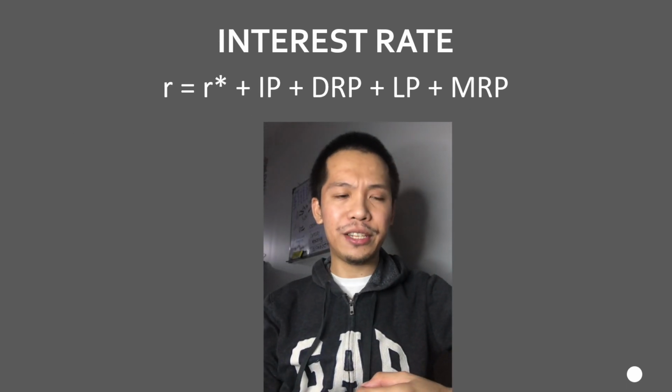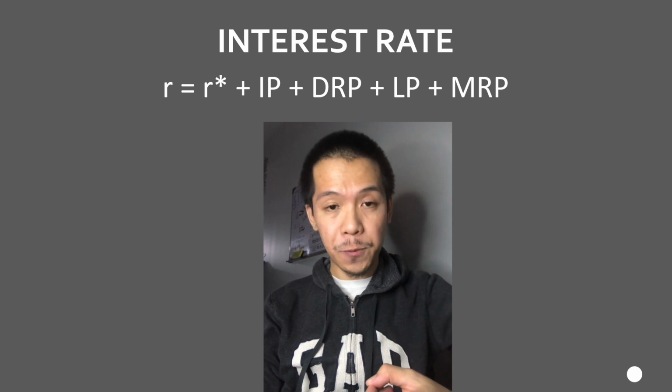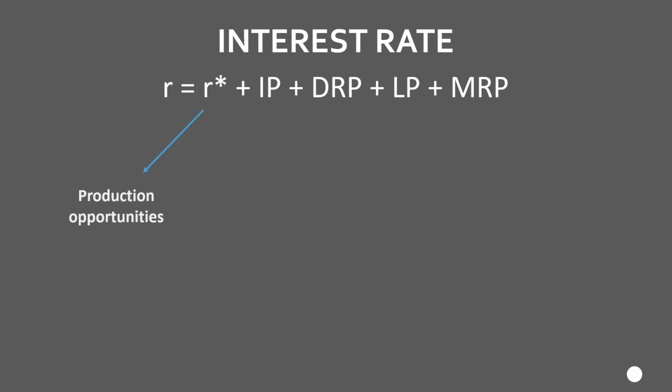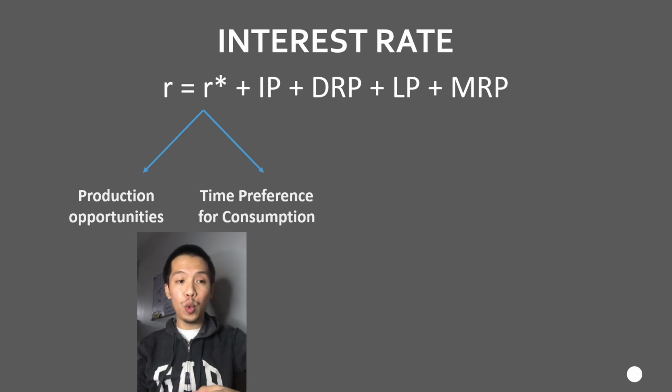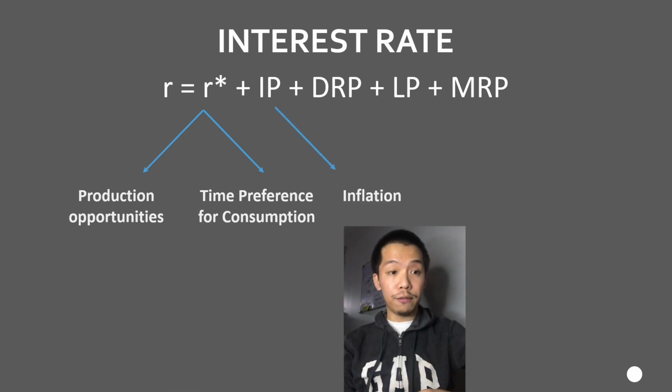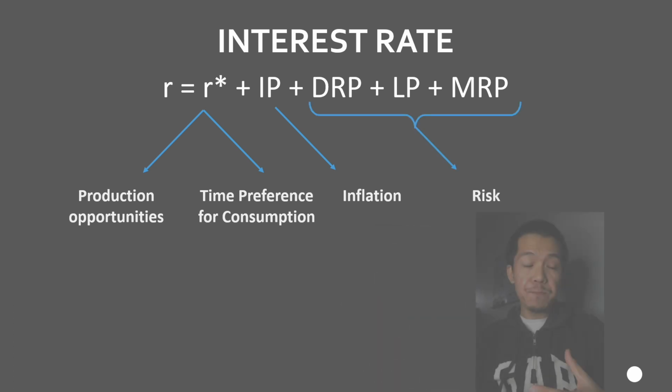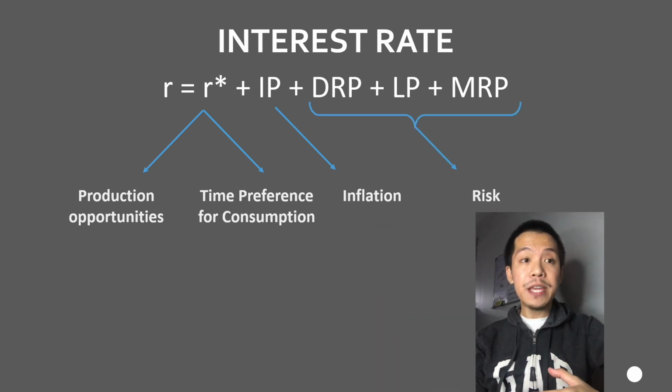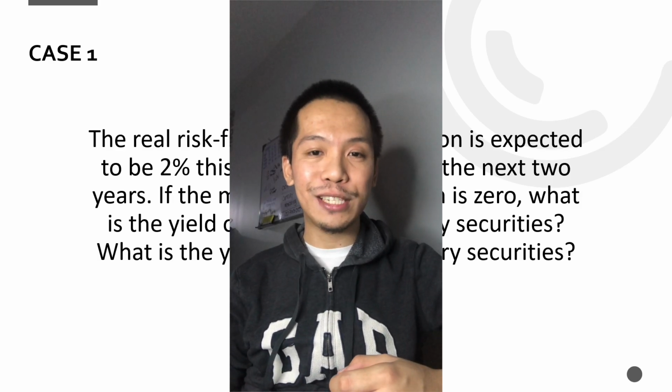Where do the factors that affect interest rates fit in this equation? Well, R star is determined by the interplay of production opportunities and the time preference for consumption, as this is literally what lenders want to earn and borrowers are willing to pay. Of course, without the impact of inflation and risk yet. The inflation premium is obviously determined by the inflation rate. DRP, LP, and MRP pertain to the risks borne by the lender. There, the picture is now complete. Let us proceed to the following cases to explore more on this topic.